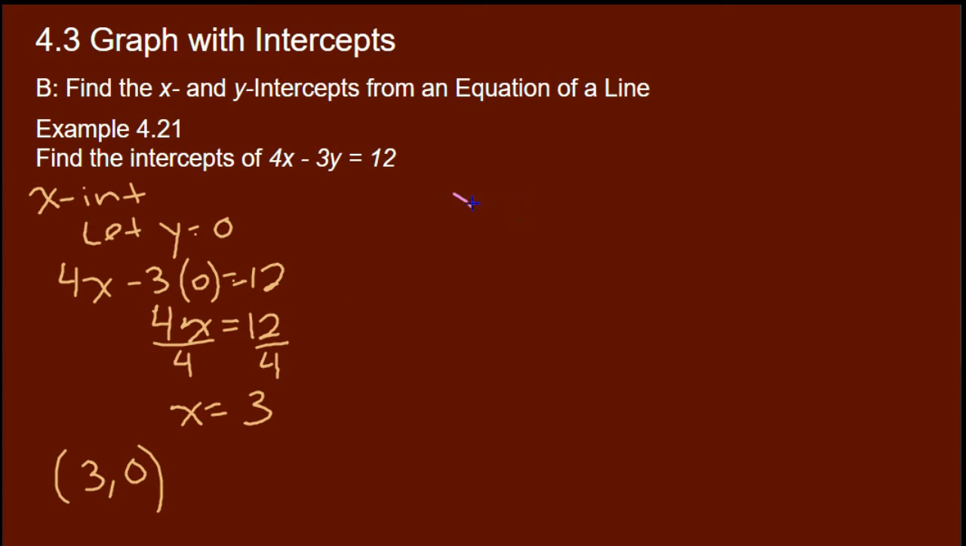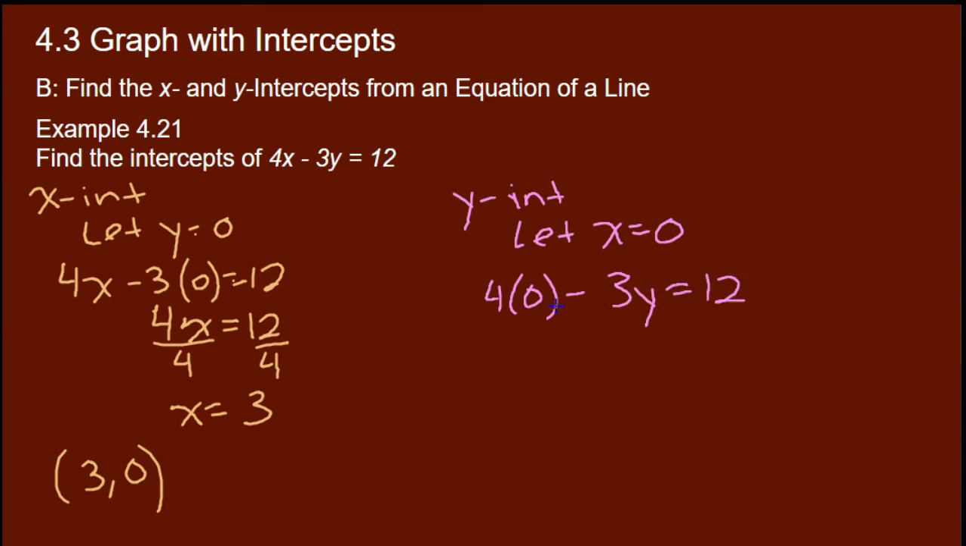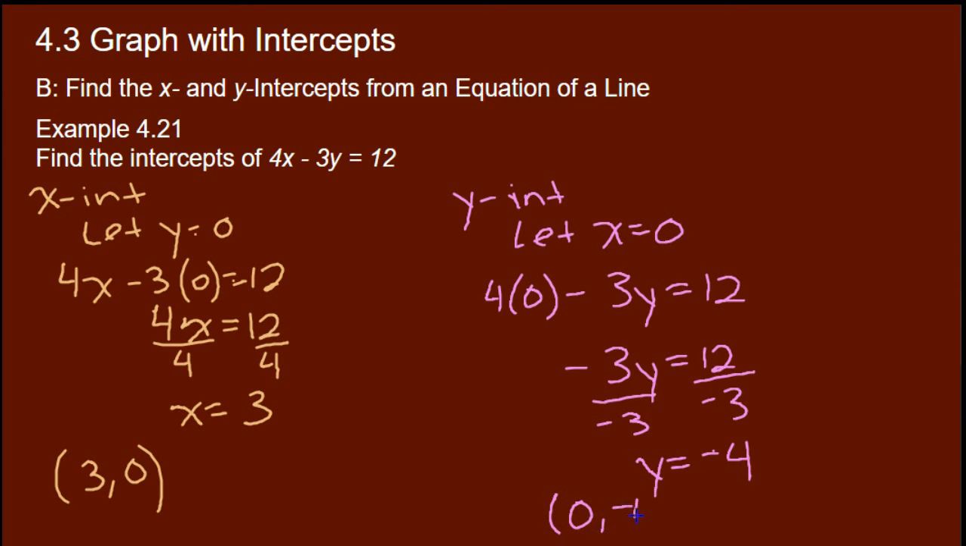Now let's find the y-intercept. So we're going to let x equal 0. To find the y-intercept, x equals 0. 4 times 0 minus 3y is equal to 12. 4 times 0 is 0, so we can let that go. So negative 3y is equal to 12. We need to get y by itself. Divide both sides by negative 3. Therefore, y equals negative 4. So our y-intercept is (0, -4). So here's our y-intercept, and here's our x-intercept.